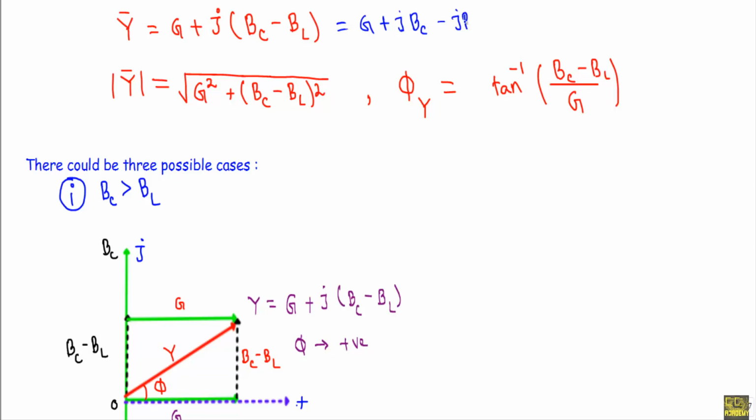minus jBL. As the imaginary part is the difference between BC and BL, there are three possible cases. The first one is BC greater than BL. The second case is BL greater than BC. And the third case is BL equal to BC, such that this term will be equal to 0. That means the admittance will be G. So I will show you three possible cases.